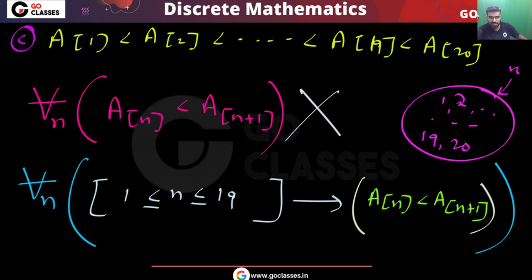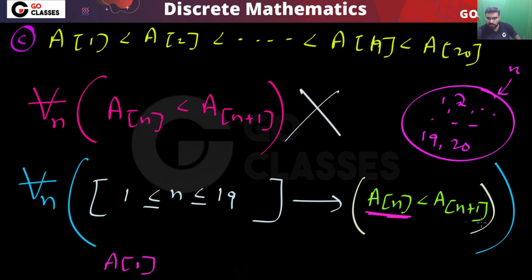Now I am saying that if this n is from 1 to 19, then an is less than an plus 1. Now you can automatically notice what will happen. If I take n equal to 1, then a1 is less than a2. If I take n equal to 2, then I will get a2 is less than a3. If I take n equal to 3, I will get a3 is less than a4, and so on and so on.